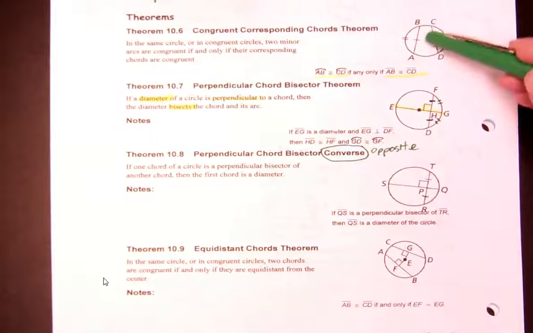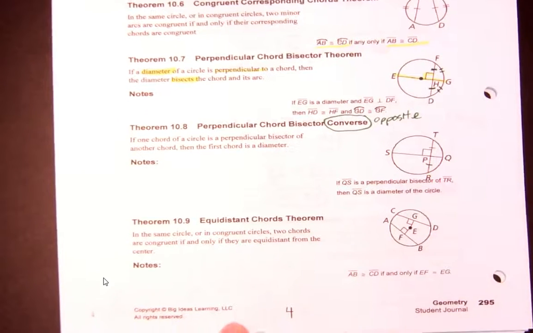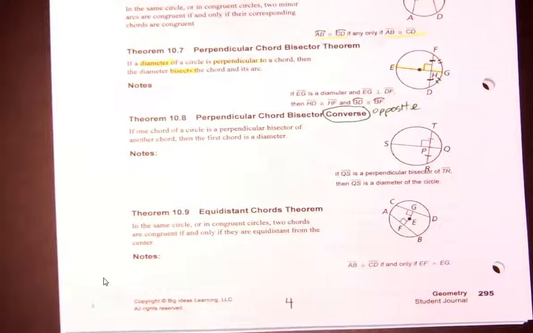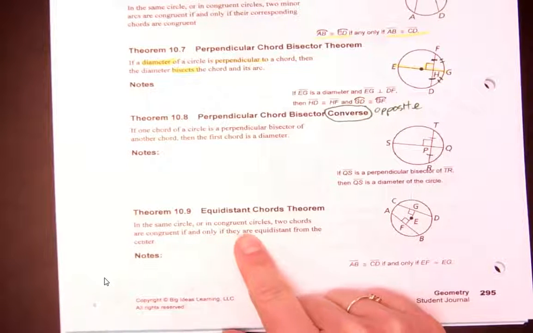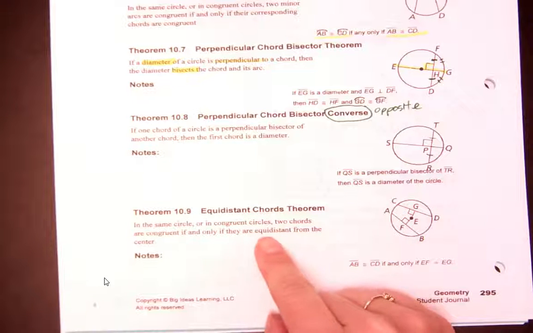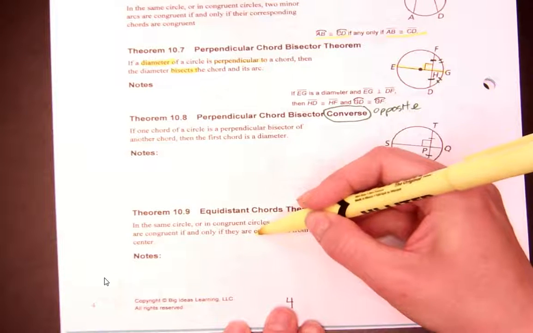And see, this is why we're letting you guys have a note card for quizzes and tests, just in case you forget how to set things up with these. A little note card, just reminding yourself of what these are, can really help. Okay, and the next one is: if we have the same circle or congruent circles, two chords are congruent only if they are equidistant from the center.